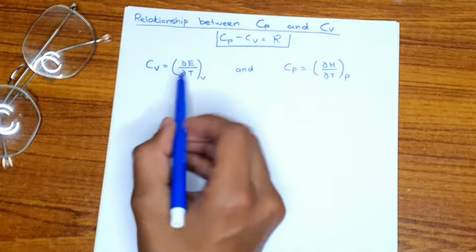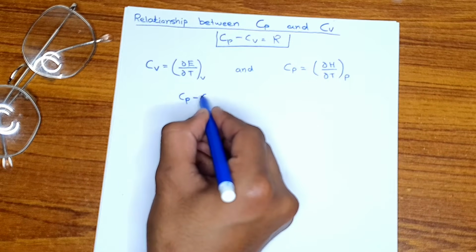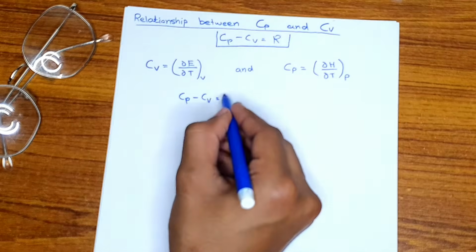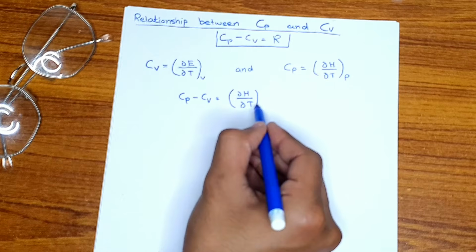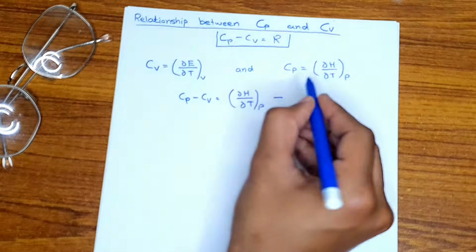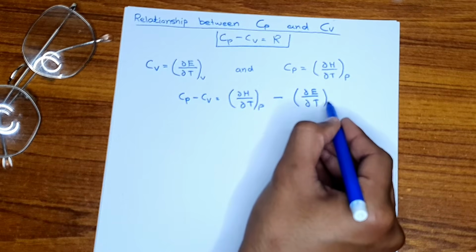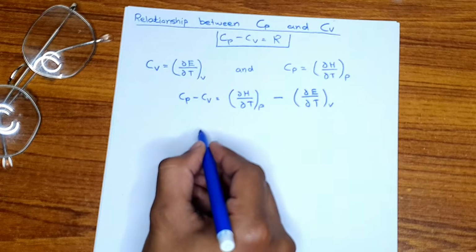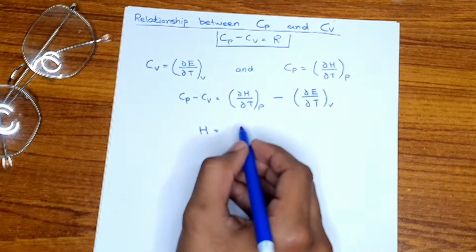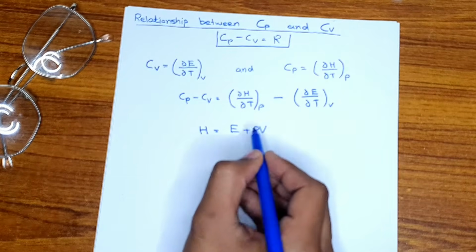So now I'm going to take the difference between Cp minus Cv. So that will give me Cp minus Cv is equal to, the value of Cp, change in enthalpy divided by change in temperature at constant pressure, and then I have to subtract change in energy divided by change in temperature at constant volume. Okay, so that's the difference. And now, as you know, the value for enthalpy is H is equal to E plus PV. Okay, so that's the value for enthalpy.